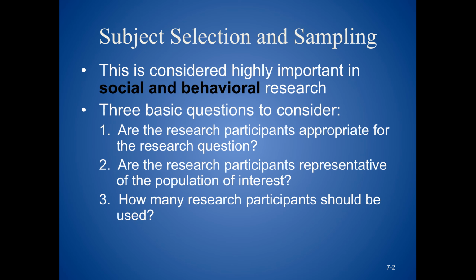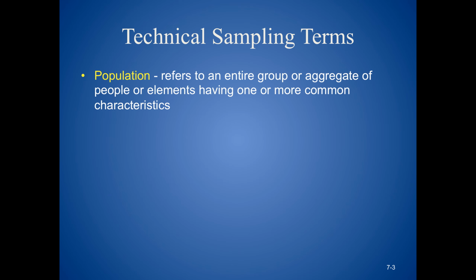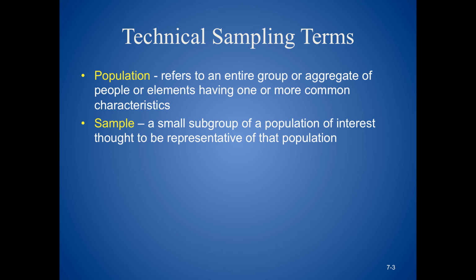So a couple terms to define. One term is the population. So in terms of sampling procedures, a population refers to the entire group or aggregate of the people that have one or more common characteristic. And a sample is a small group of the population of interest. And that sample is thought to be representative of the population.